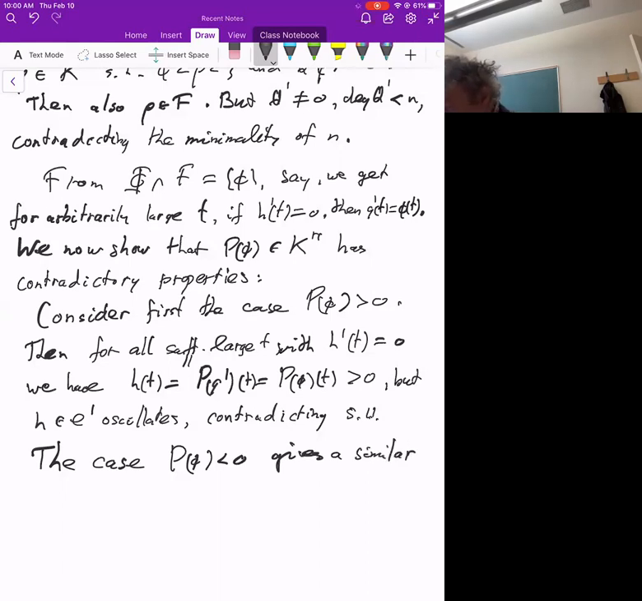Simply using case 2 of that lemma gives a similar contradiction. And so does the case PV is 0. I'll leave you to think a little bit about this last case. I think again you can use this lemma 511, but that's the end.